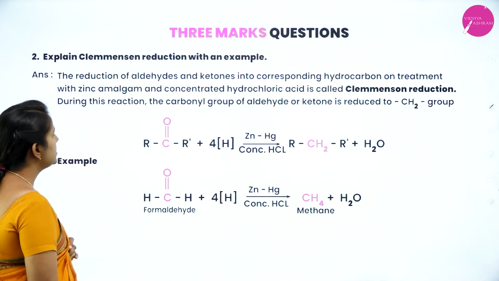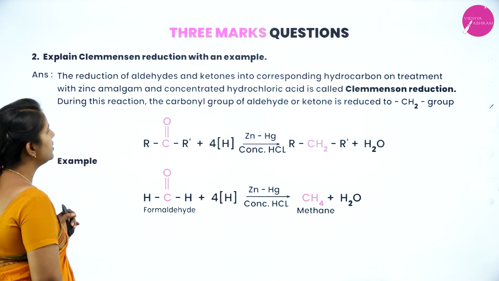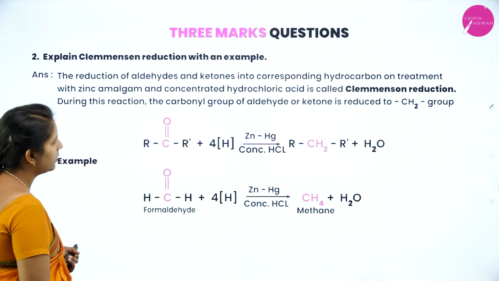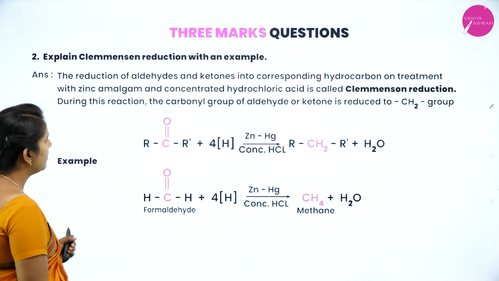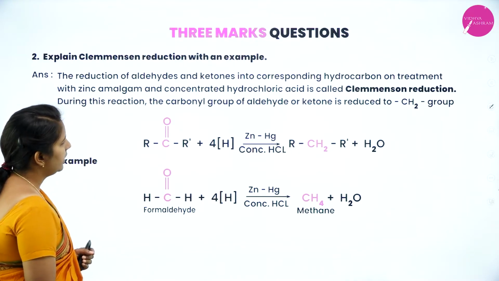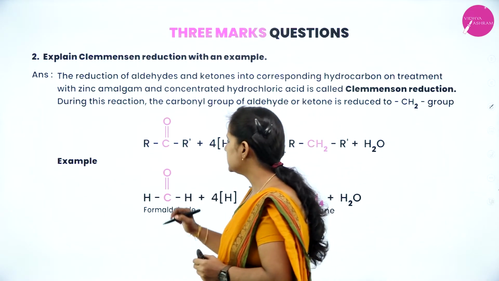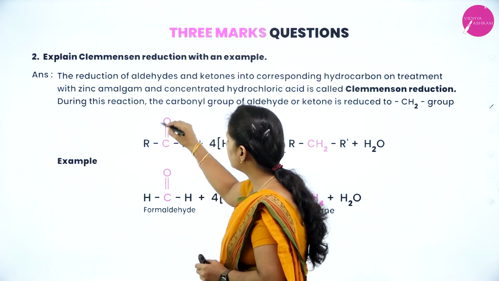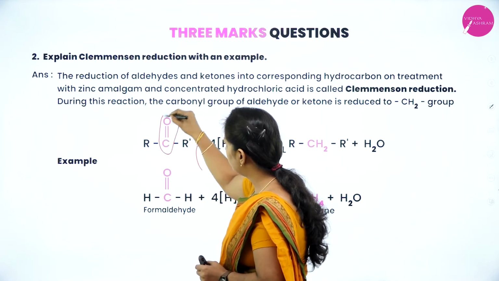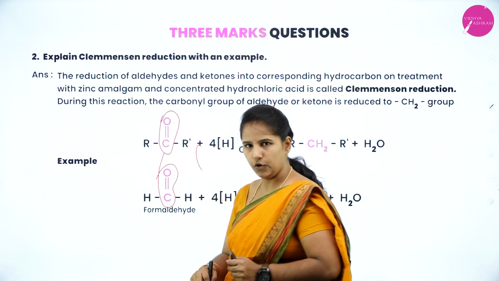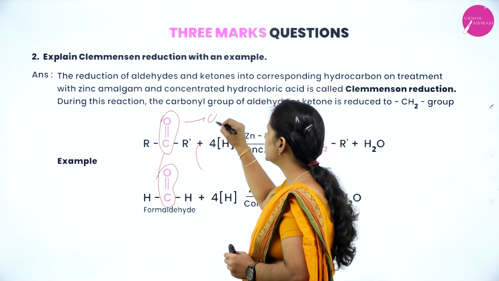So, in the Clemmensen reduction, what will happen? The reduction of aldehydes or ketones to the corresponding hydrocarbon on treatment with zinc amalgam and concentrated HCl, which we call as what? Clemmensen reduction. So, always remember in the Clemmensen reduction, the carbonyl group of an aldehyde or a ketone gets reduced to a CH2 group.